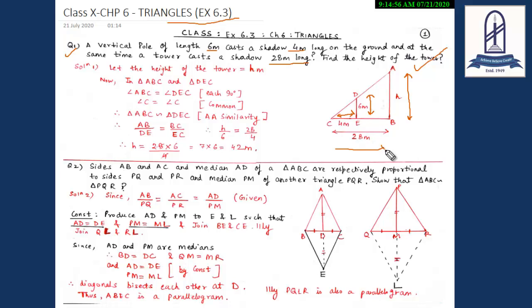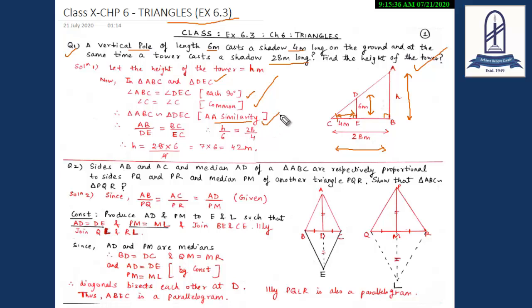So here, as you can see in this figure, we have two triangles, that is triangle ABC and triangle DEC. So from here, students, in both these two triangles, angle ABC is equal to angle DEC. They both are equal, and the reason is since here we have two vertical poles. So if they are vertical, then they are making an angle of 90 degrees each. And now in both these triangles, students, angle C is common.